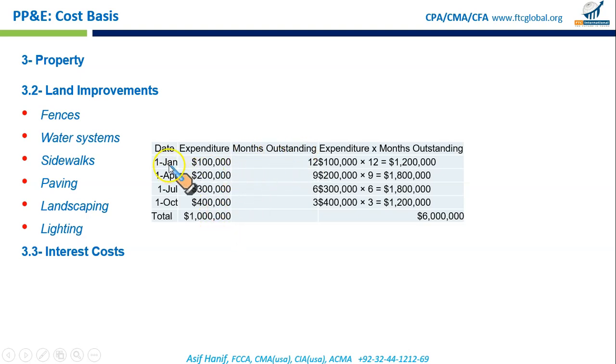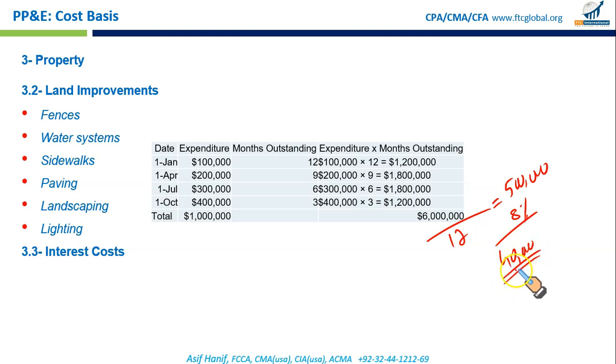So the months outstanding: the amount spent on 1st January remained outstanding for 12 months, this for 9 months, 6 months and 3 months. So if you multiply each of these figures with the number of months outstanding, you get a total of $6 million. Now here is the important calculation. $6 million divided by 12 months, that means the weighted average of accumulated expenditure is $500,000, and the interest rate we're going to use is 8%. So that means $40,000 is the capitalized interest, which will be added to the cost of the asset, right?